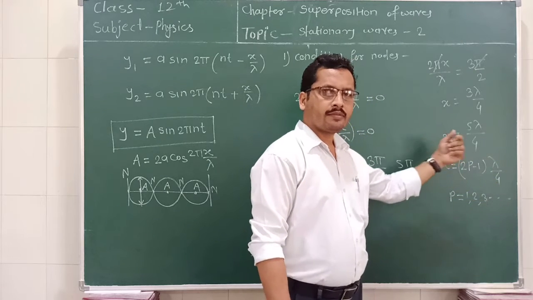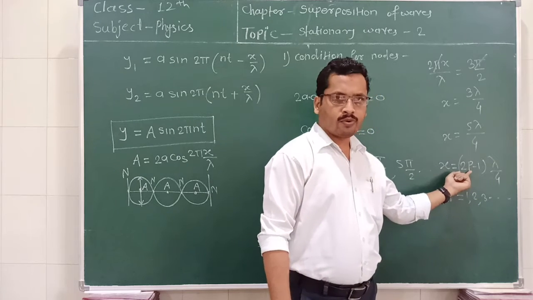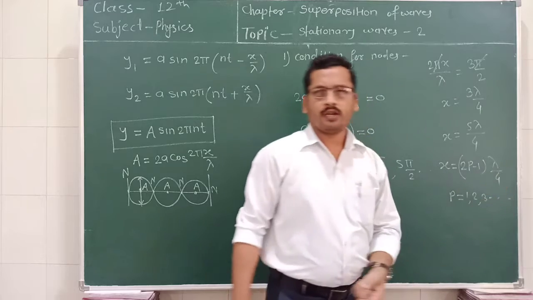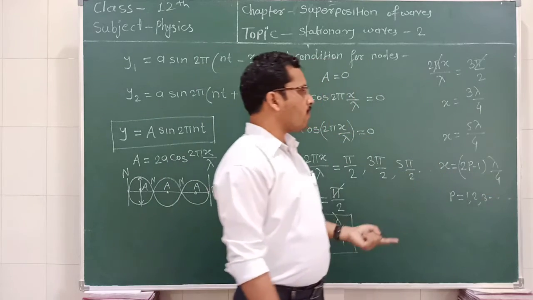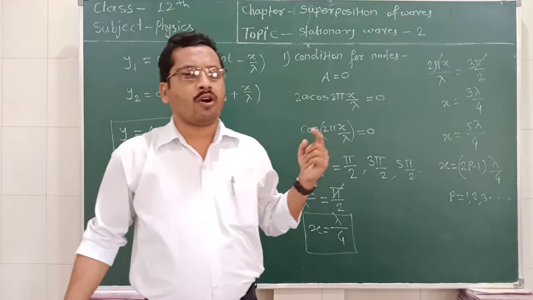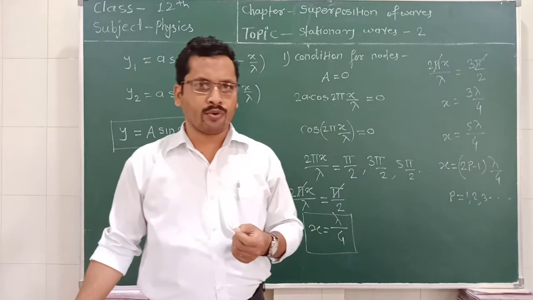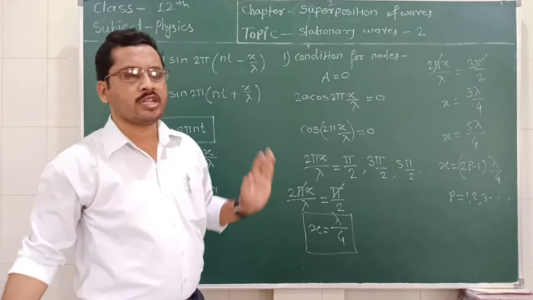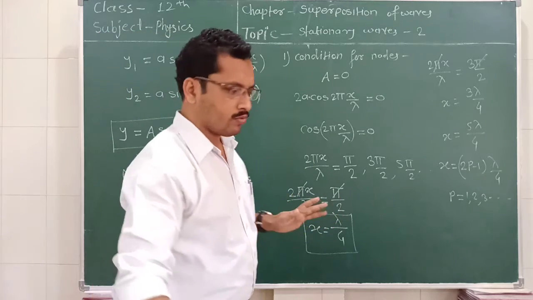Okay, then what is another? If we keep p equal to 2, 2 multiplied by 2 is equal to 4, minus 1 is equal to 3, so it is equal to 3 lambda by 4. So in this way, where are the nodes formed? The nodes are formed at the odd integral multiple of lambda by 4. And what is the distance between two successive nodes? The distance between two successive nodes is equal to lambda by 2.